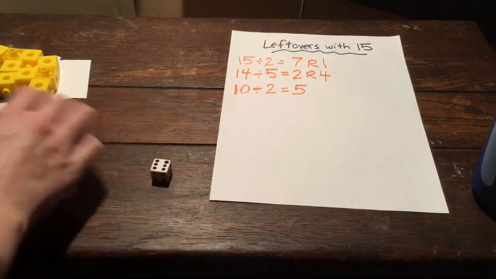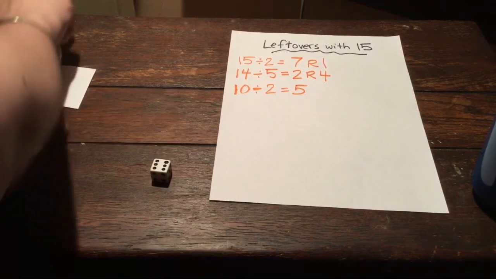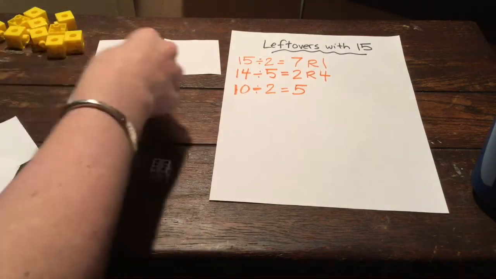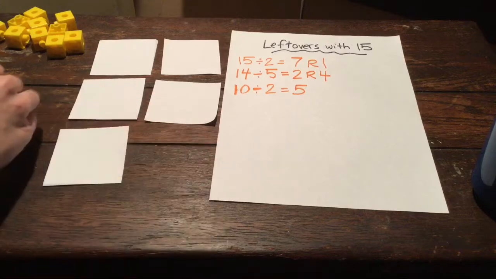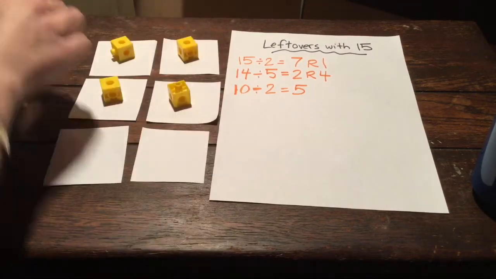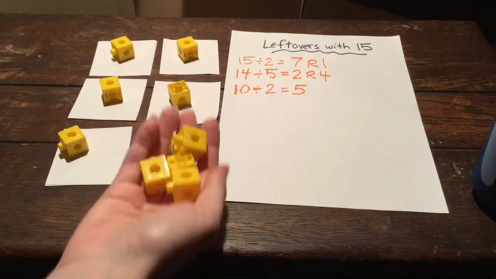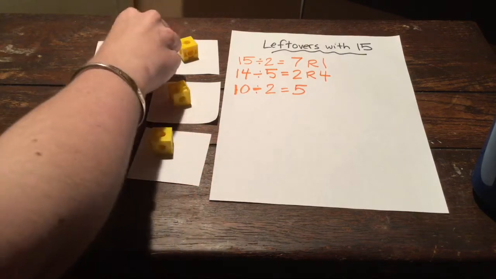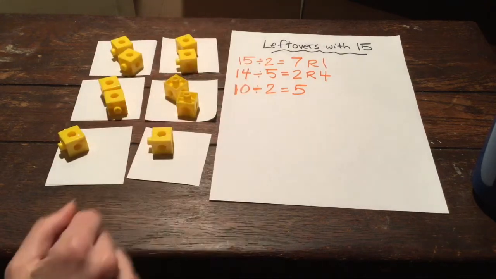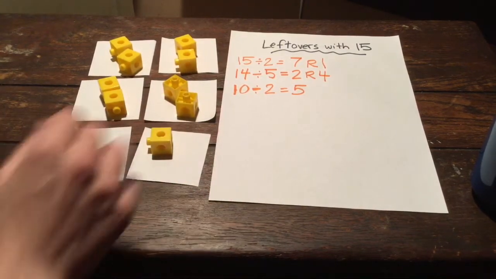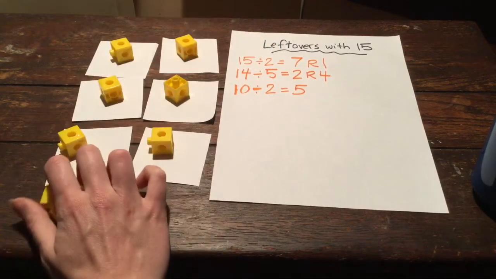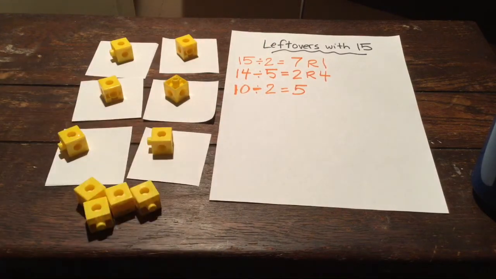Okay, so let's see what happens when I have 10 and I'm dividing by 6. So let me make my 6 groups, and then I'm going to share my 10 objects equally in those 6 groups. Remember, every group has to have exactly the same amount. And I end up with 4 leftovers that I can't put into the groups because if I put them into the groups, my groups will not be equal. So I'm going to take those back. I have 4 leftovers. Let's write the equation.